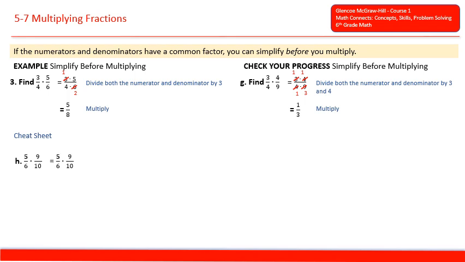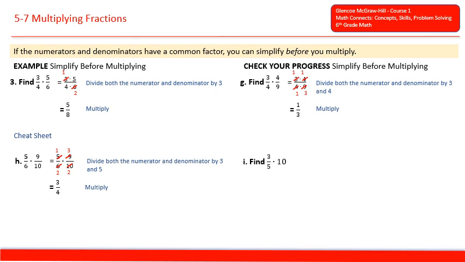5/6 times 9/10. We have a couple of different sets of greatest common factors. So we can divide both the numerator and denominator by 3 for 6 and 9, and then by 5 for 5 and 10. And 5 goes into 5 once, 5 goes into 10 twice, 3 goes into 9 3 times, 3 goes into 6 twice, and now we can multiply across. 1 times 3 is 3, 2 times 2 is 4, and we're done there.